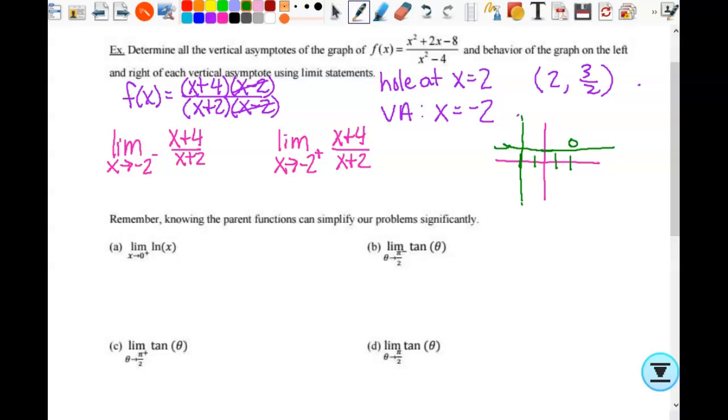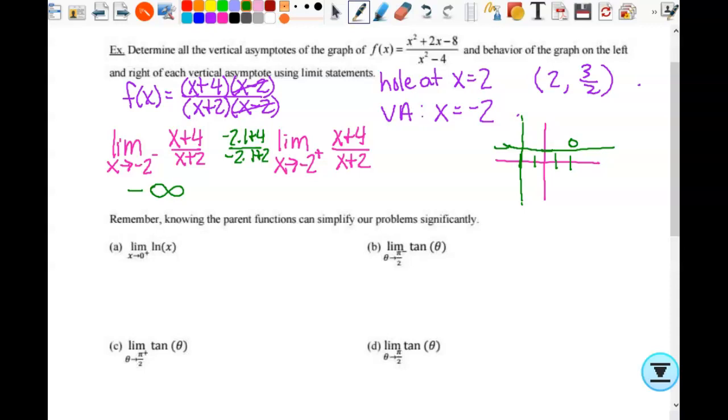If I'm coming at -2 from the left, -2 from the left would be like -2.1, right? So if I had -2.1 plus 4 over -2.1 plus 2, that would be positive over what? Negative, which makes it negative overall, so that's your negative infinity.